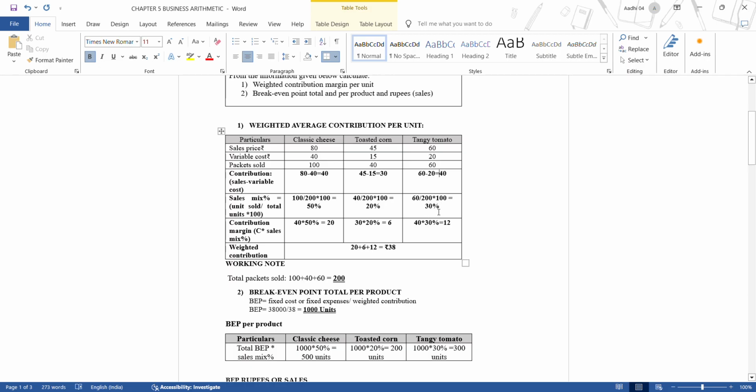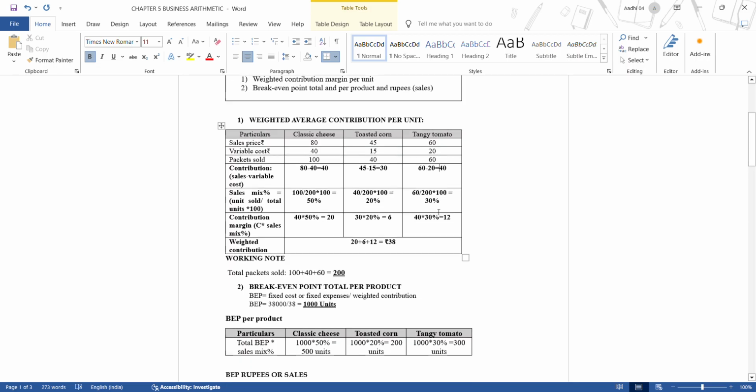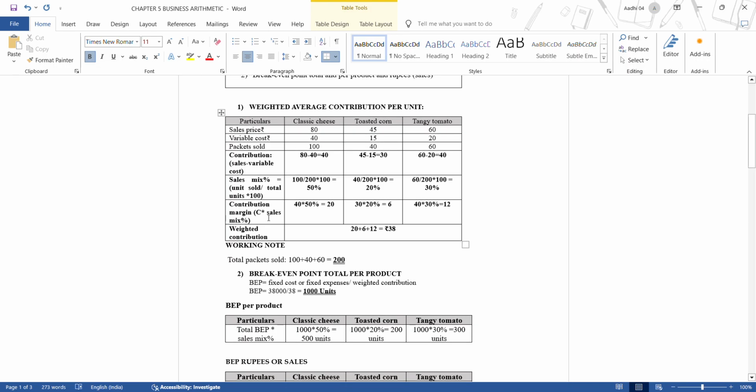Once you have found the sales mix percentage, the next step is to find the contribution margin. The formula to find contribution margin is contribution into sales mix percentage. So the first use of sales mix percentage is to find the contribution margin. So contribution margin is equal to contribution into sales mix percentage. What is the contribution we found for the classic cheese? That is 40.